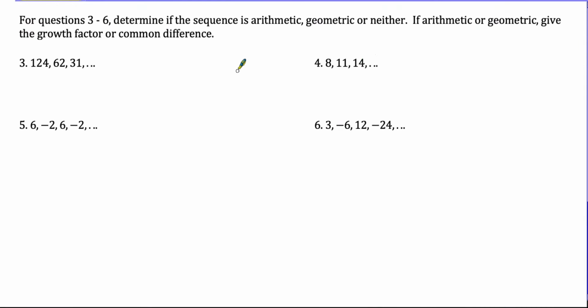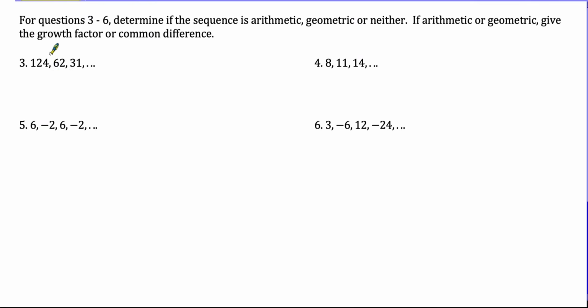For the next 4, we are determining if the sequence is arithmetic, geometric, or neither, and if it is one of those two, giving the growth factor for a geometric or the common difference for an arithmetic. So to examine these sequences, we're just looking to see if we are multiplying by the same thing every time, adding by the same thing every time, or neither of those.